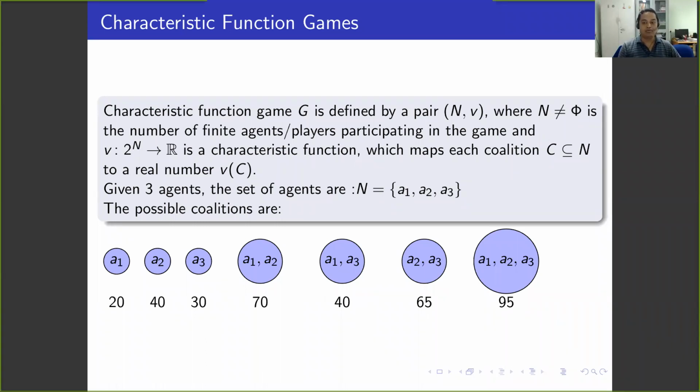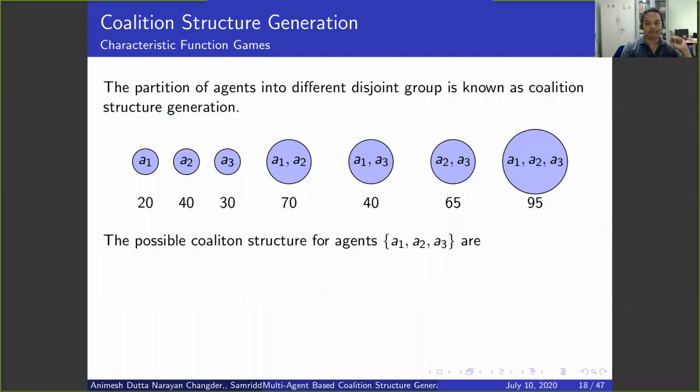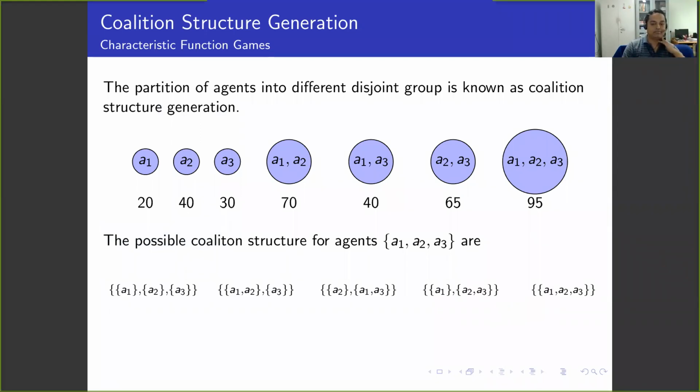Okay. Now, this characteristic function is given, which maps each coalition to a real value. A1 maps to a real value, A2 maps to a real value, A3 maps to a real value, A1, A2 if they work together, a real value. Now, our objective is to find the coalition structure which gives maximum profit, maximum payoff. The possible coalition structures for 3 agents are, see the example.